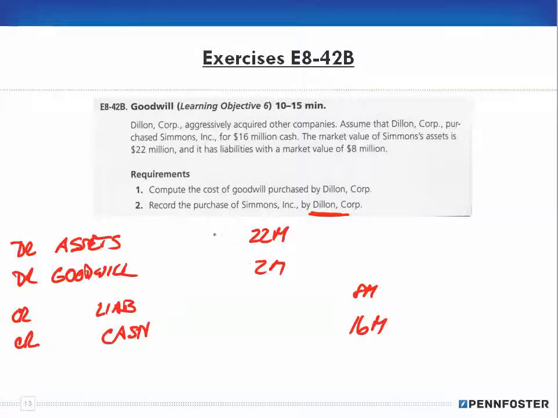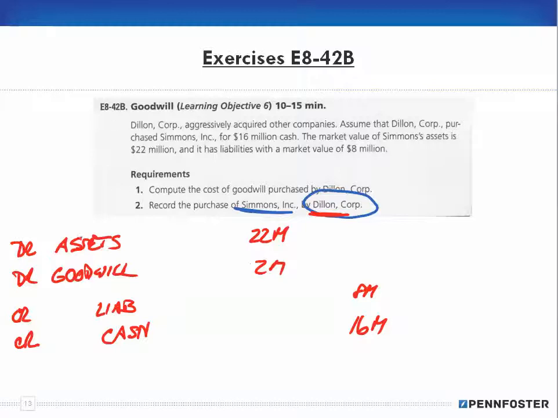Notice the thought process I went through in order to make this journal entry. Remember, we're looking from the perspective of Dillon. Simons is the company that's being sold. If on their books they have assets of 16 million, for them, they're going to end up crediting their assets to get rid of the 16 million, but we're not making this journal entry. We're making the journal entry from the perspective of Dillon, who's buying it.